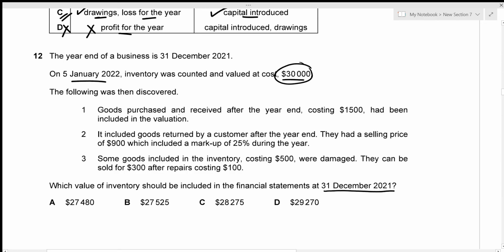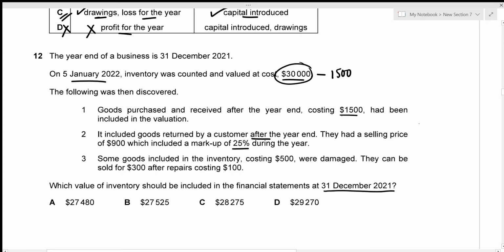The first one is that goods purchased and received after the year end costing 1,500 had been included in the valuation. So this is something that's occurred after 31st December 2021, which means that this value should not have been recorded. So I'm just going to subtract the 1,500. It included goods returned by a customer after the year end. So this is also something that's occurred after 31st December 2021, and they had a selling price of 900, which included a markup of 25% during the year. So we know that inventory valuation records the cost, not the selling price. So I'm going to have to figure out the cost price for this.